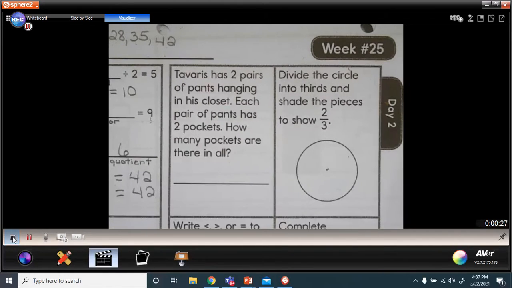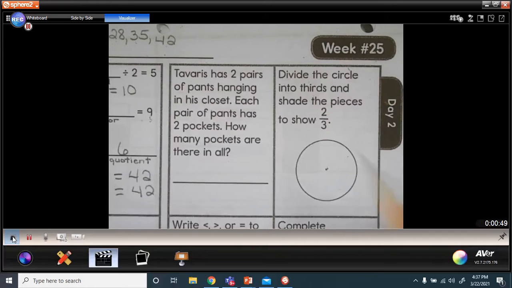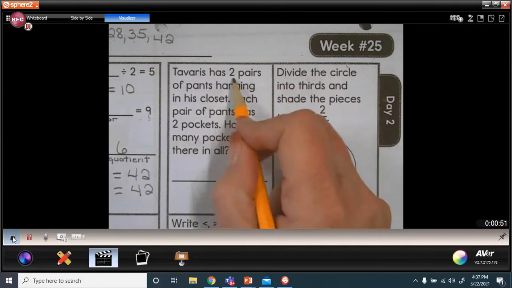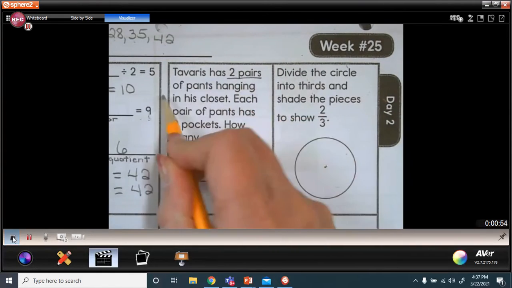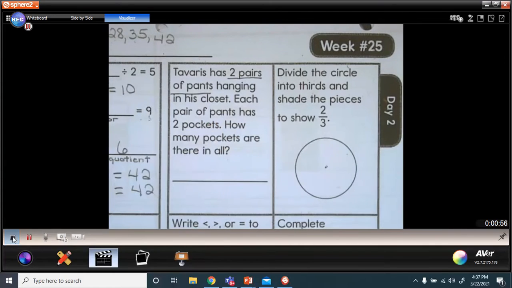So Tavarius has 2 pairs of pants hanging in his closet. Each pair of pants has 2 pockets. The question is asking us to find how many pockets are there in all. So, are we looking at adding, subtracting, multiplying, or dividing? Well, let's take a look at the information that we have. We have 2 pairs of pants.